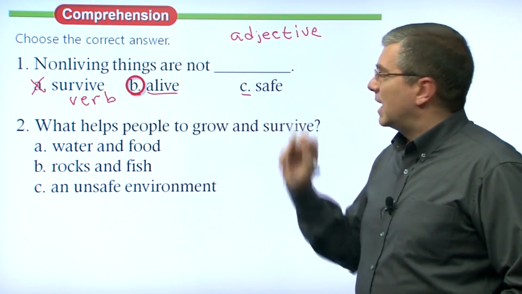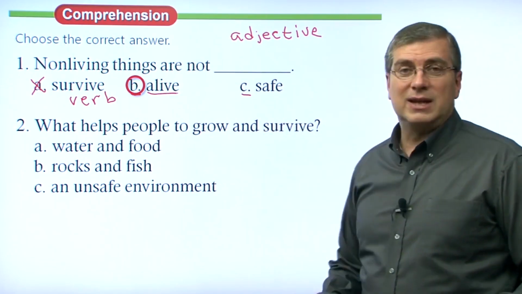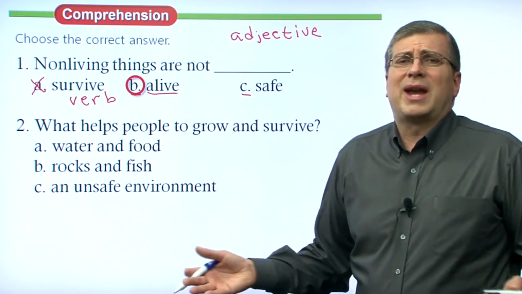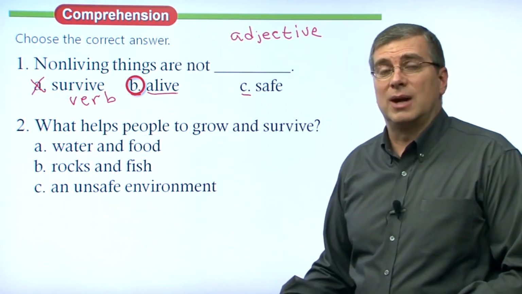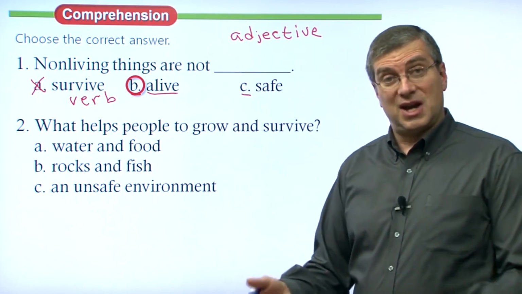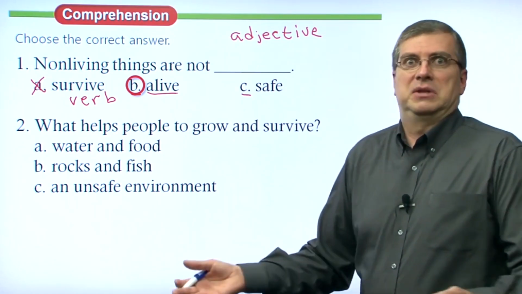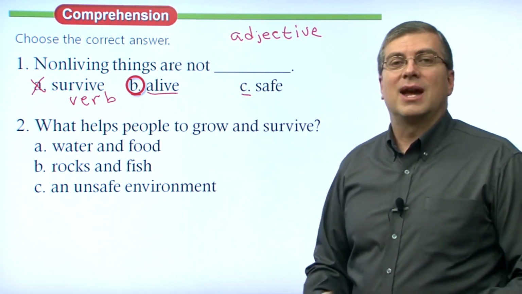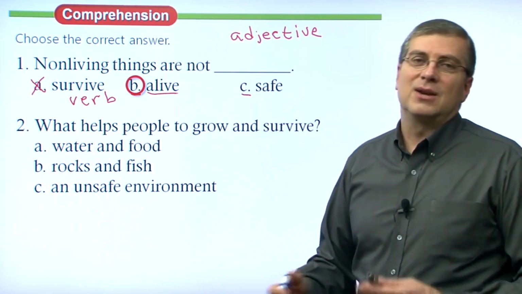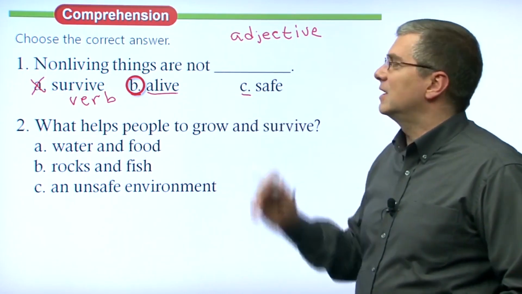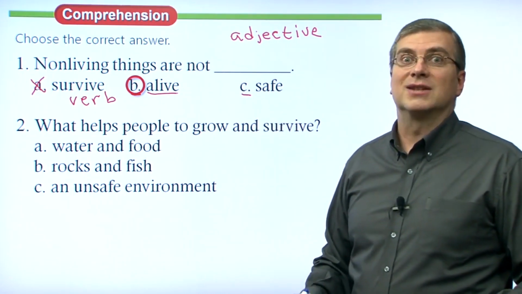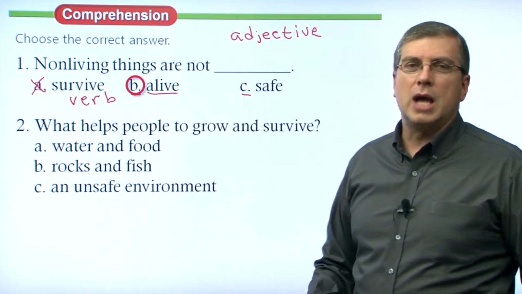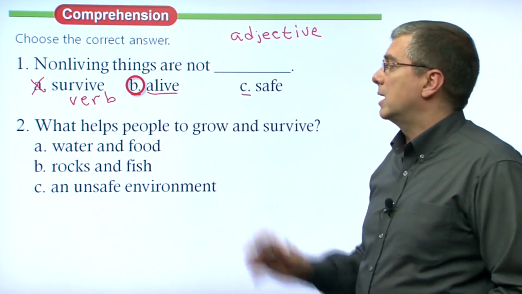But look at C. Safe is also an adjective, right? Non-living things are not safe. Well, that doesn't make sense because, you know, non-living things don't care about being safe or in danger, right? If you look at a rock, it is not in danger or safe, right? Doesn't care. Non-living things don't have to worry about staying alive. They don't have to worry about surviving. So they don't care about being safe or not safe. It's silly to say non-living things are not safe. What does that mean? It's more appropriate to say that non-living things are not alive. They're not living.